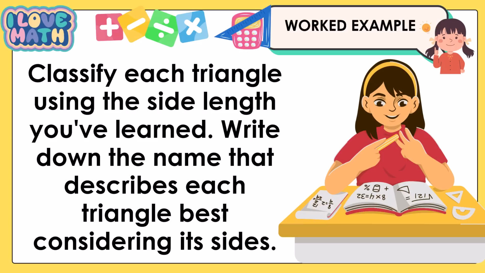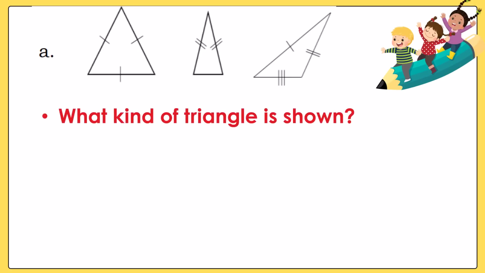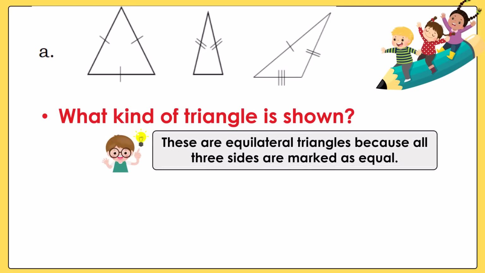Classify each triangle using the side length you've learned. Write down the name that describes each triangle, best considering its sides. Letter A. What kind of triangle is shown? The answer: these are equilateral triangles because all three sides are marked as equal.